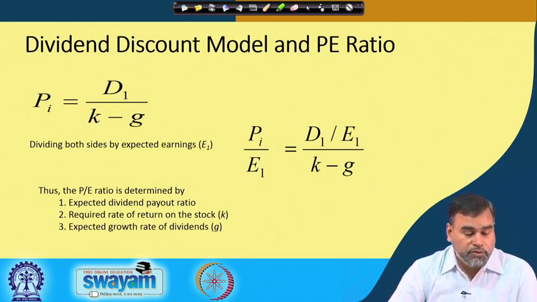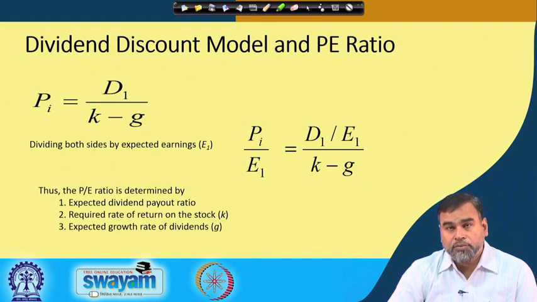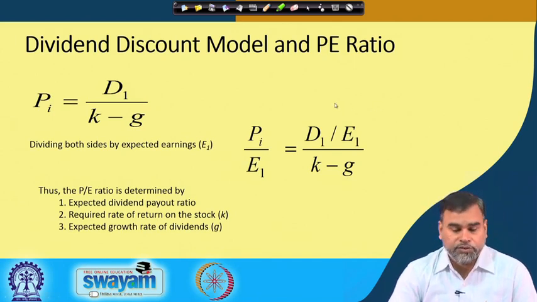Then what are those factors which affect the P/E ratio? The P/E ratio is determined by the expected dividend payout ratio. It is also determined by the required rate of return of the stock, that means cost of equity, then the growth rate of the dividends. So, those factors also affect the price earning ratio of the company, and I already told you that lower the P/E, better for the investor for the investment in the market. So, you choose those stocks whose P/E ratio is relatively low.